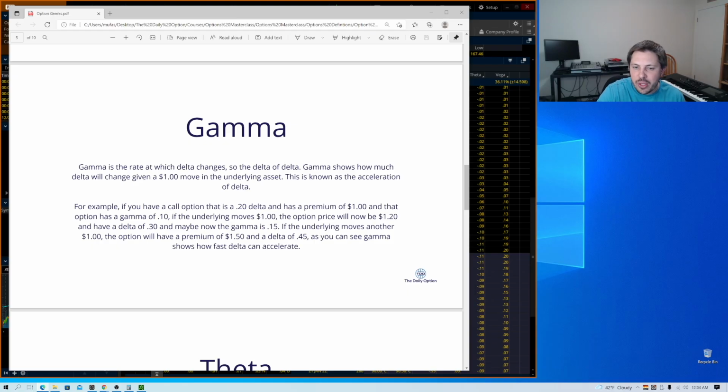So if the underlying moves another $1, the option would then have a premium of $1.50, right? Which would be the previous premium plus the new delta would give us this $1.50 premium, and then the delta would change to 0.45, which would be the last gamma that's added to the delta, right? So you can see that gamma is showing us how fast delta can accelerate.